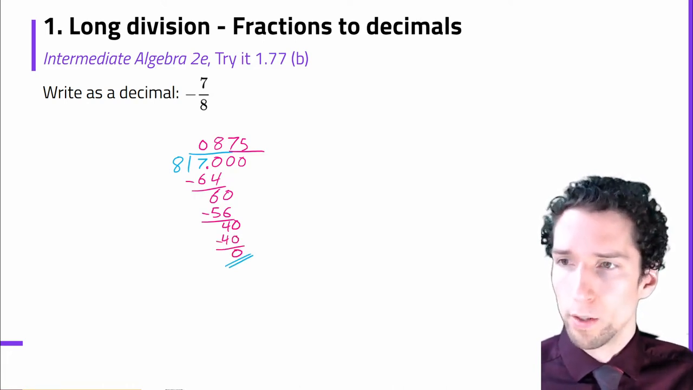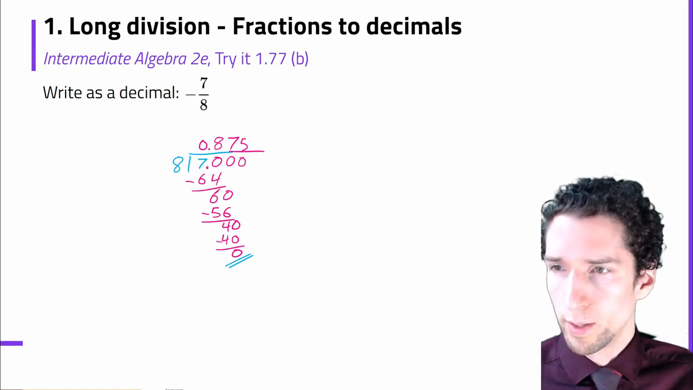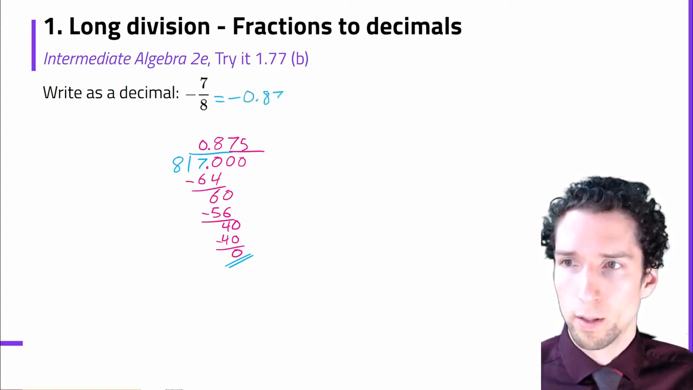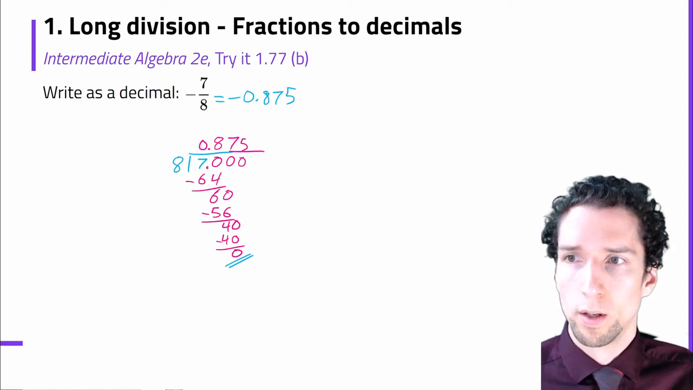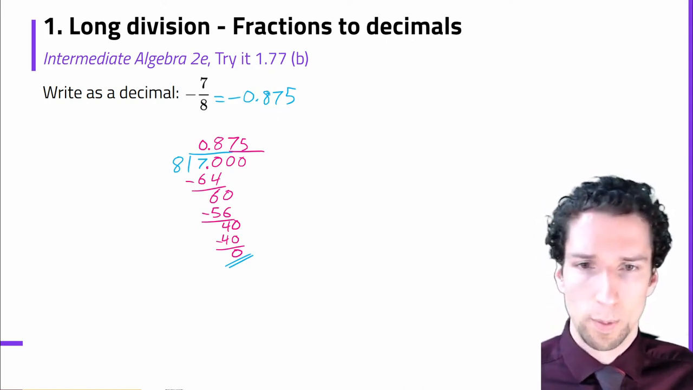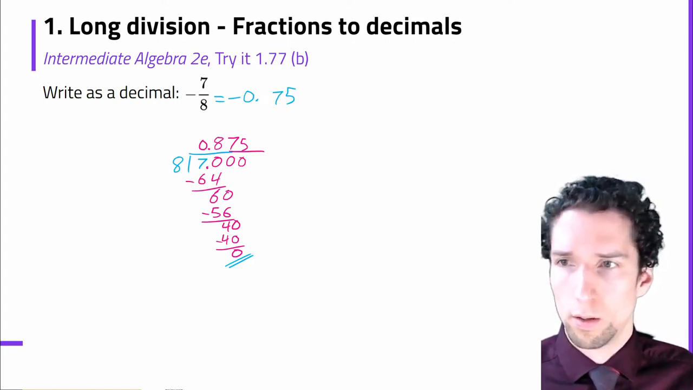Okay, so then we have, I forgot the decimal place up here, 0.875. So there's our answer, put our negative sign back up here again, negative 0.875. Nice. My 8 does not look very good.